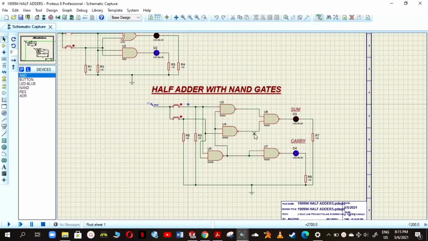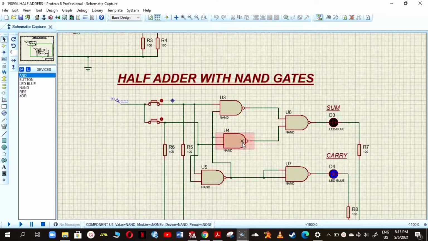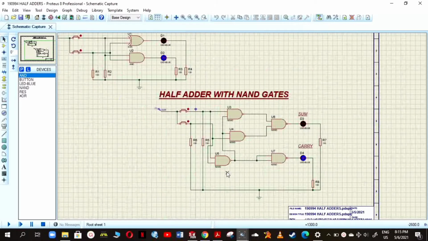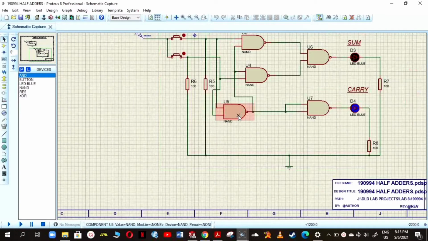And this is the circuit of our half adders constructed with the help of NAND gates. Now you can see here, we used 5 NAND gates. First of all, the first NAND gate and second NAND gate outputs are connected as inputs to the third NAND gate. The output of this NAND gate is connected to the input of the last NAND gate, and these two NAND gates show us the outputs in the form of LEDs blinking or not. If this LED blinks, it shows us the summation is 1. If this LED blinks, it shows us the carry is 1.